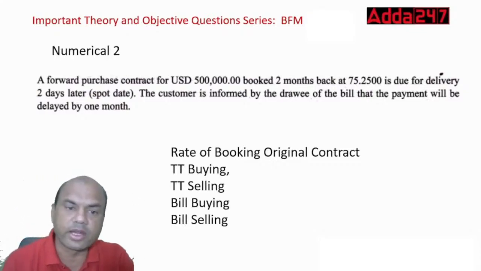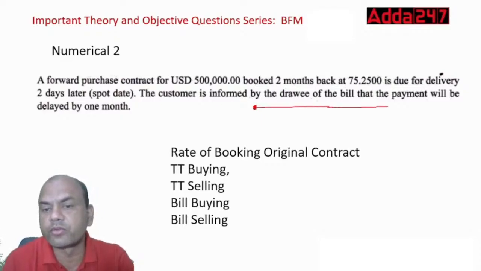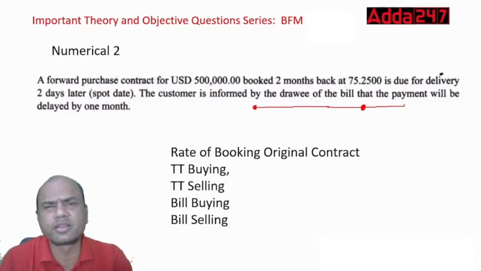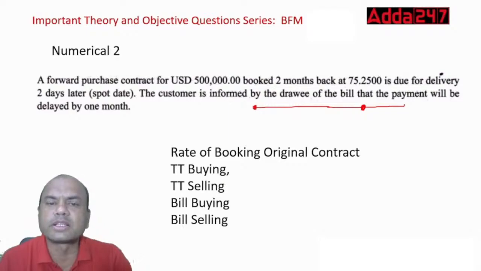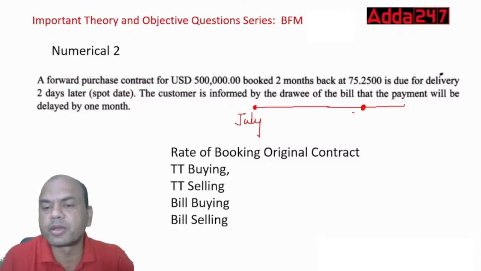See here, there is a contract which was booked. 2 months back means I'll write it over here. 2 months back, there was a contract which was booked, due for tomorrow. Here it is tomorrow. So 2 months back. What is this month now? Let's consider anything. This is September. So gone August and July. So let's say the contract was booked in July. It is due in September. This is tomorrow's date, let's say.